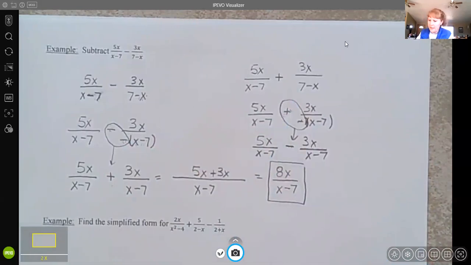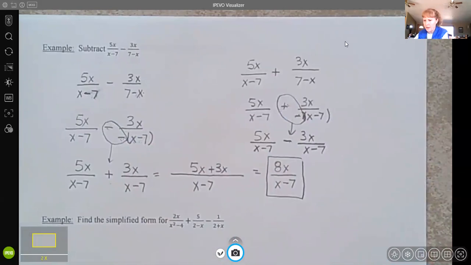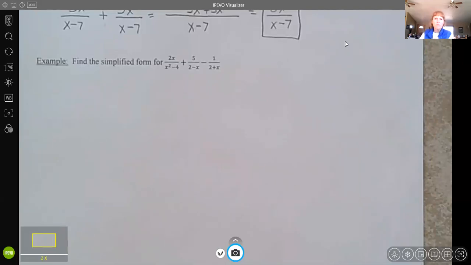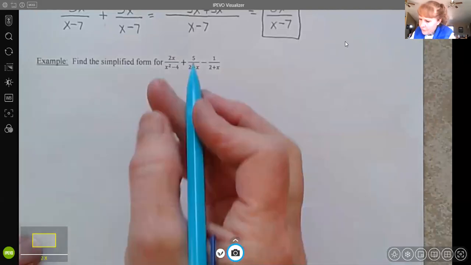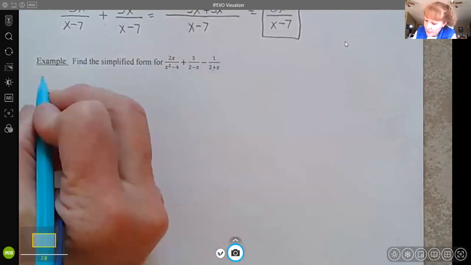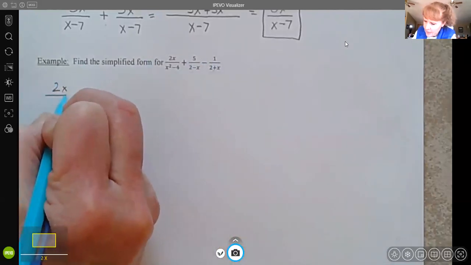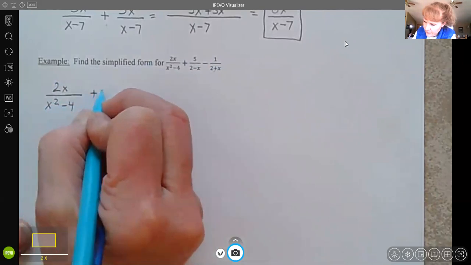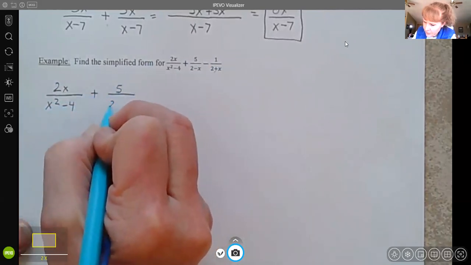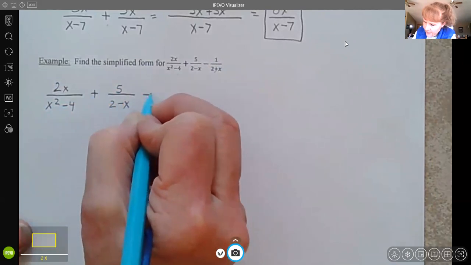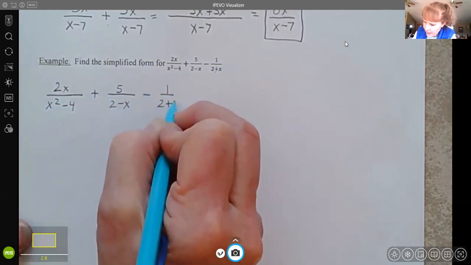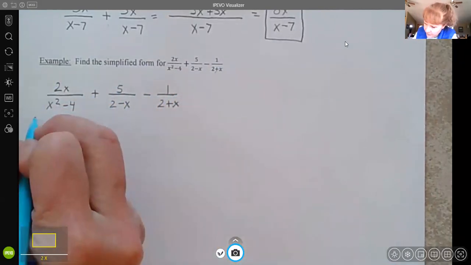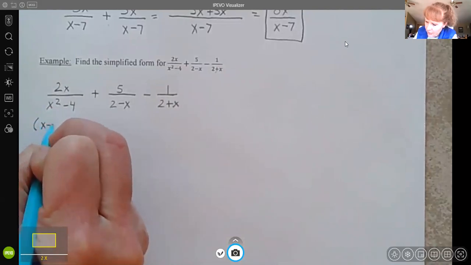Okay. Let's look at another idea that's similar to that one. That's kind of a tricky thing, but let's practice it. Okay. I have three fractions I'm going to add together. Well, let's start. Let me copy them, and let's factor. Five over 2 minus x over 2 plus x. All right, those factor the first one to find the least common denominator for all of these.